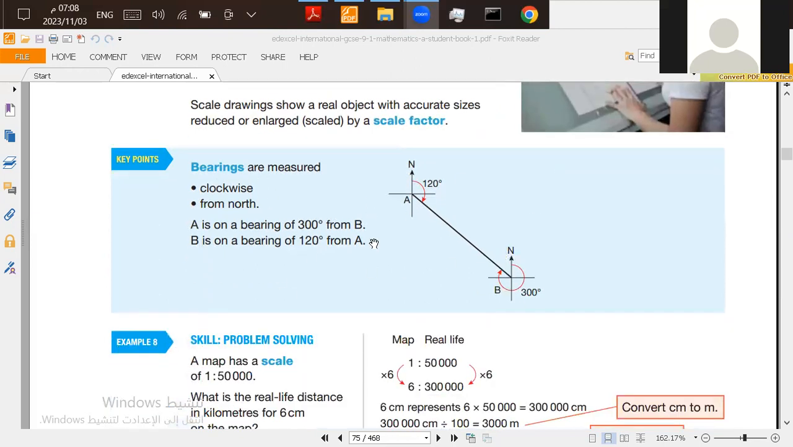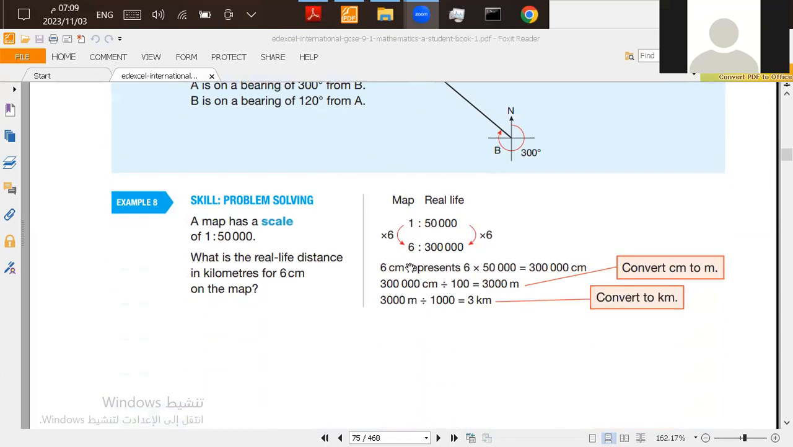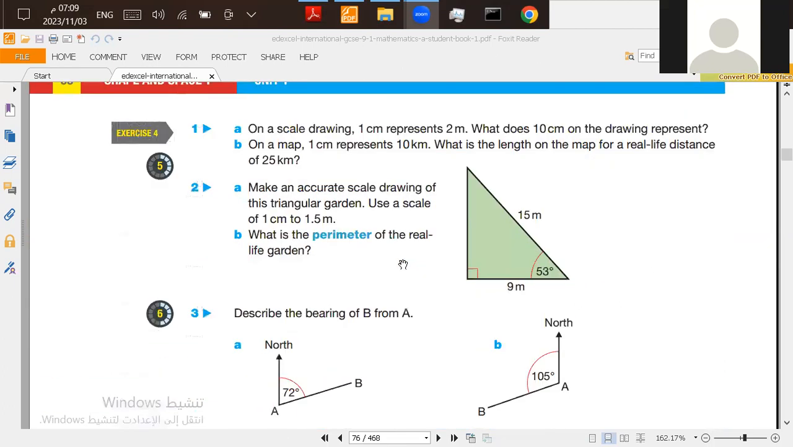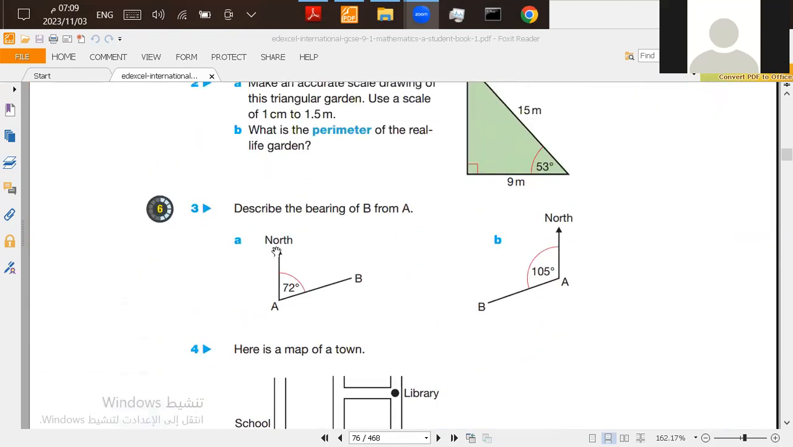The meaning of bearing is what? The bearing is always measured clockwise from the north. It means it's a clockwise circle that starts from the north line. Let's take an example and you'll get the idea, and then we'll talk about scale drawings. Let's start with bearing.